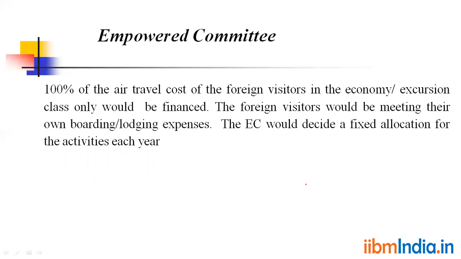100% of the air travel cost of the foreign visitors in the economy class only would be financed. The foreign visitors would be meeting their own boarding and lodging expenses. Boarding and lodging will be borne only by the foreign visitors. The empowered committee would decide a fixed allocation for the activities each year. Okay.